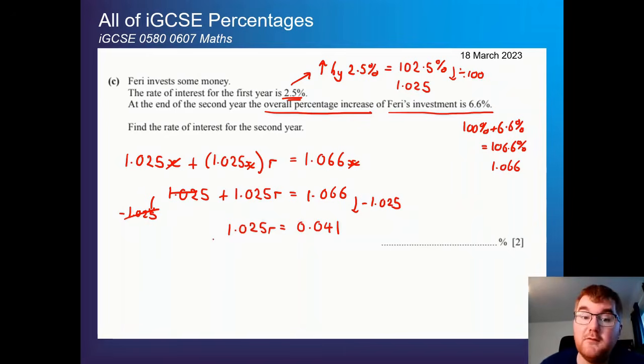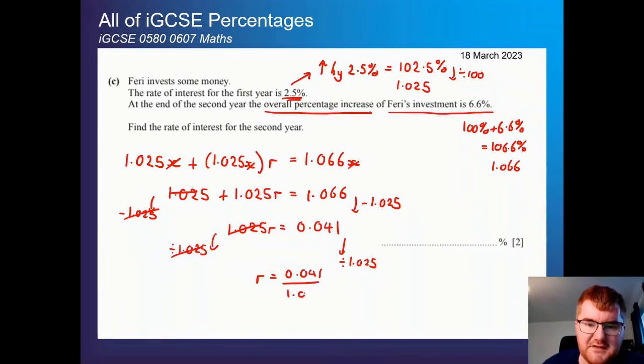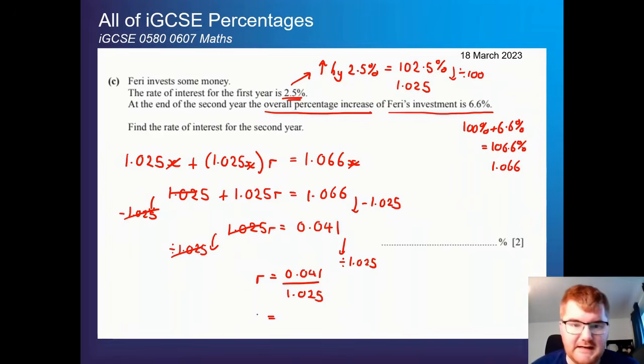But we want to work out this specific rate of interest. So we do the opposite of timesing by 1.025, which is dividing by 1.025 on both sides. This cancels, giving us r is equal to 0.041 over 1.025, which if we pop it into the calculator, we're going to get our interest rate of 0.04, which as a percentage is going to be equal to 4%.